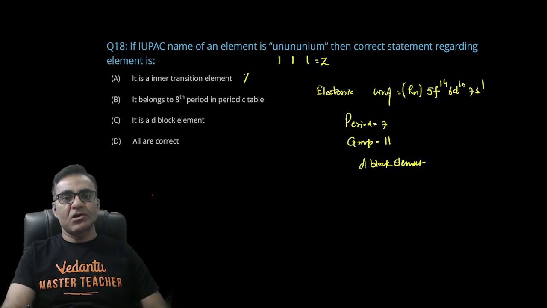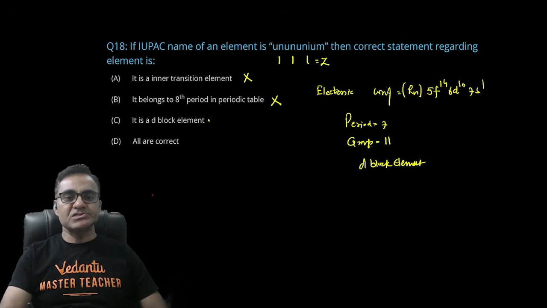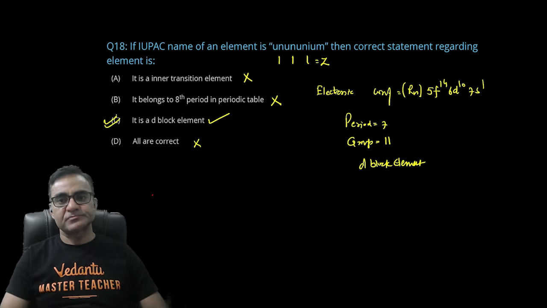So first option is wrong. It is not an inner transition element. It is not belonging to 8th period. It is a d block element, and therefore your correct answer is C. All right.